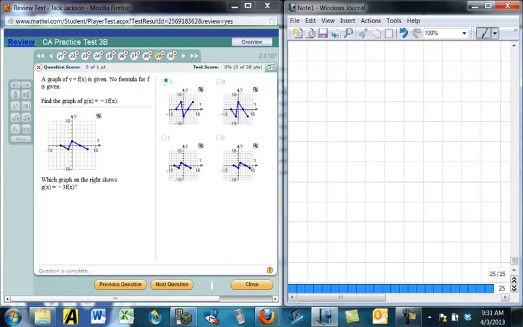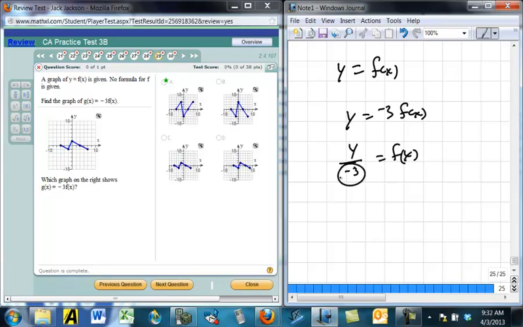Alright, here's one where we're not given a formula, we're just given a graph. So the original graph is y equals f of x. So we start with the original one, that's the original graph, and we want to change it to y equals negative 3 f of x. So in other words, y over negative 3 is f of x. So we replace y by y over negative 3.